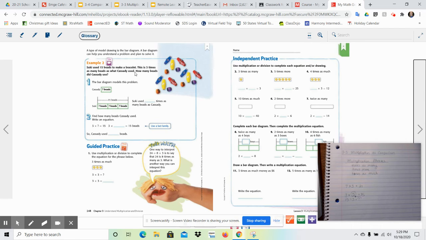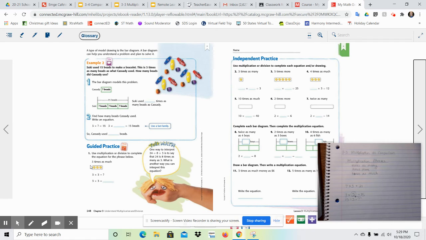So then we would say, how many beads did Cassidy use? She used 5 beads because Suki used 3 times that amount. So Suki used 15, Cassidy used 5.